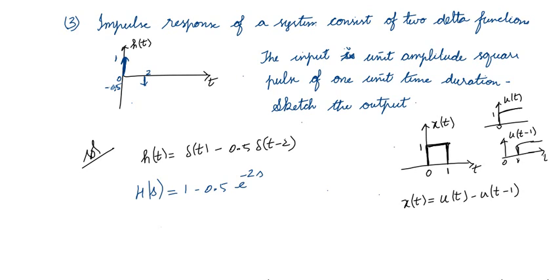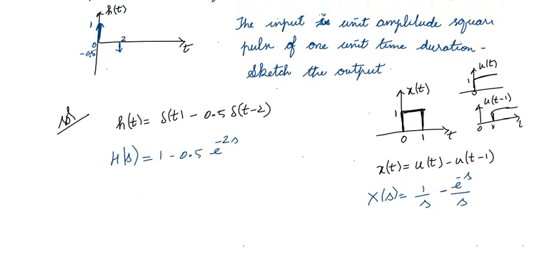Now, what about x of s? I can write x of s here. For u of t, it is 1 by s. For u of t minus 1, again by the time shifting property, one time unit is delayed, so e power minus s divided by s. So this is x of s and h of s.